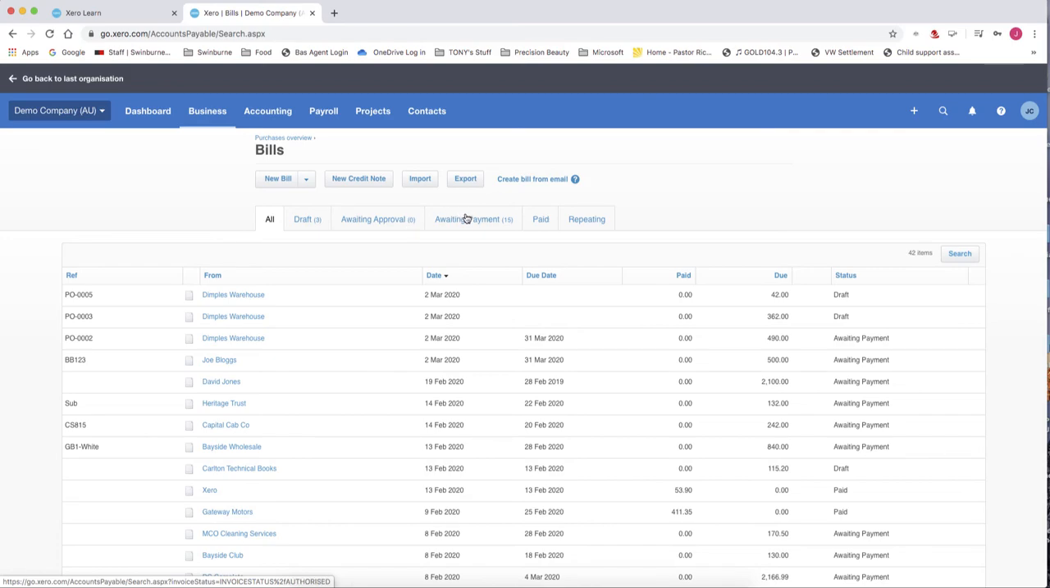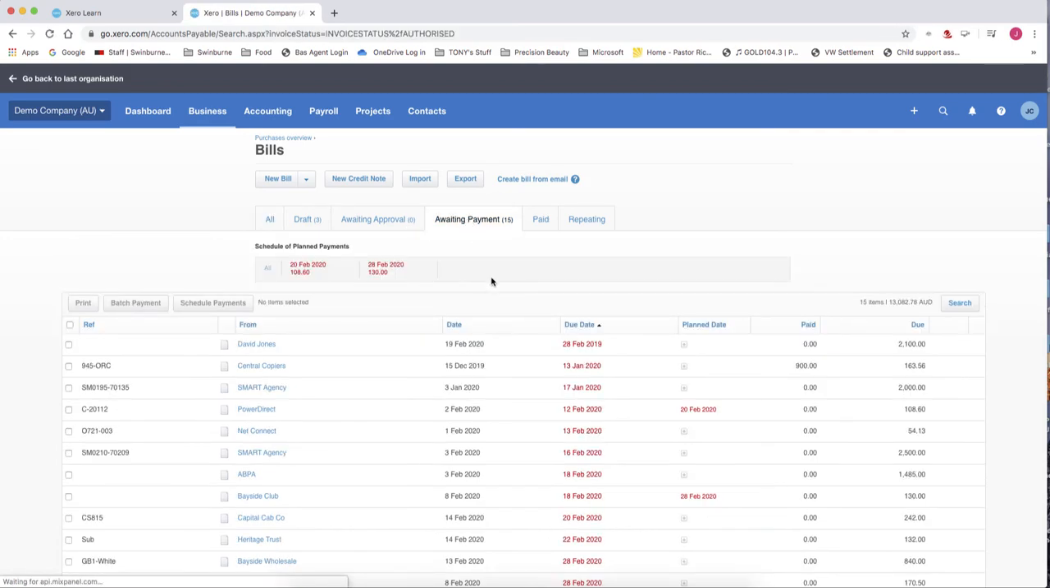Now in this one we can see we've got a number of bills outstanding, so I'm just going to click on the awaiting tab and I'm just going to pay an individual bill. You can see here I've got the option to do a batch payment, but I don't want to do that. I actually want to make a payment directly. So selecting the bill I want to pay, David Jones, click on David Jones.